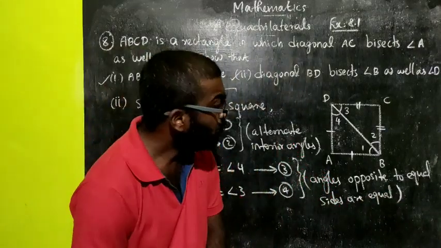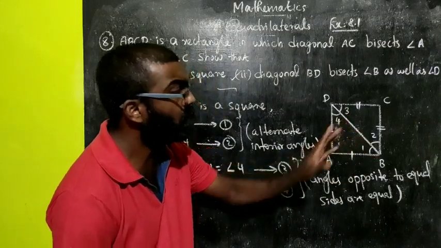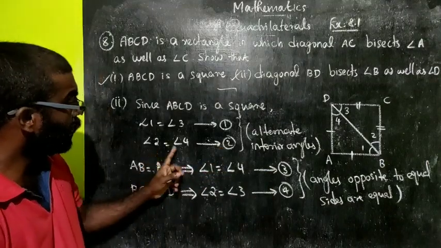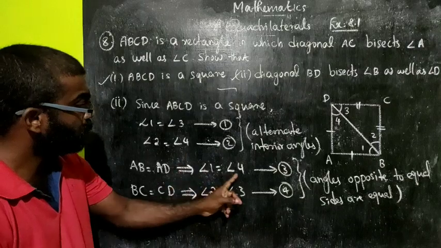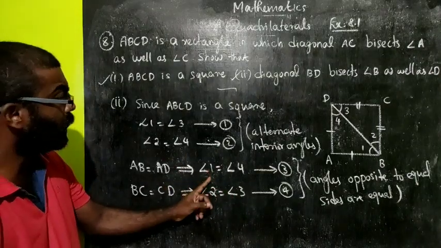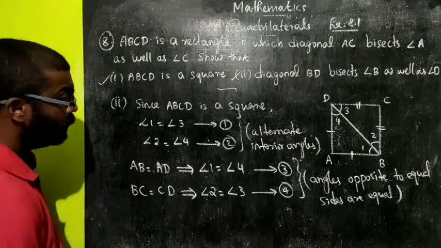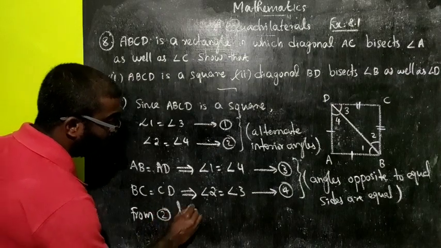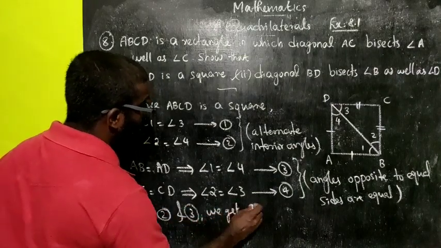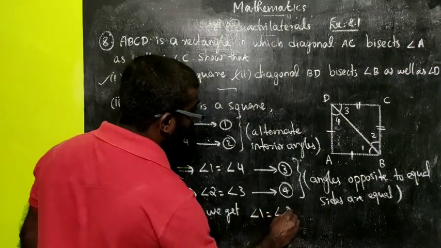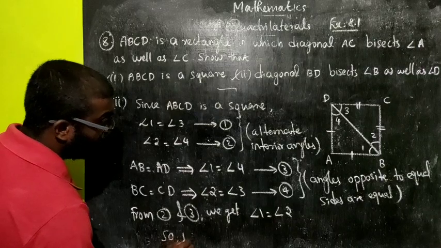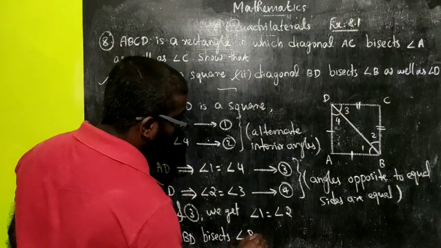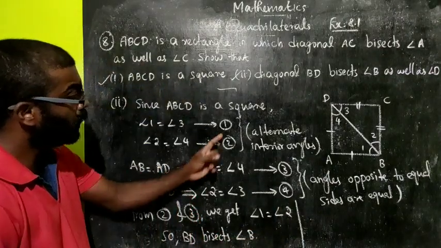We can write the same reason: angles opposite to equal sides are equal. And what we have to prove? Angle 1 equal to angle 2 and angle 3 equal to angle 4. First we can combine equation 2 and 3. Angle 2 equal to angle 4. Here angle 1 equal to angle 4. RHS equal, so LHS must be equal. That means angle 1 equal to angle 2. So from equation 2 and 3 we get angle 1 equal to angle 2. So we can say BD bisects angle B.